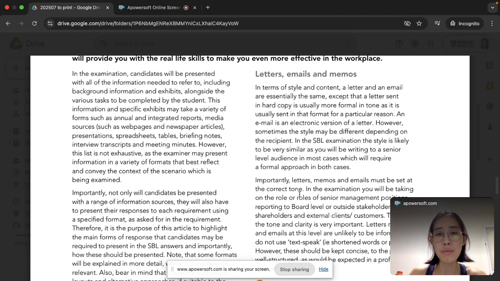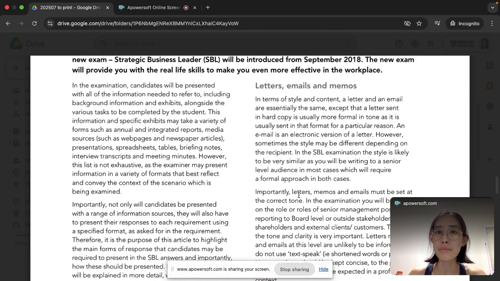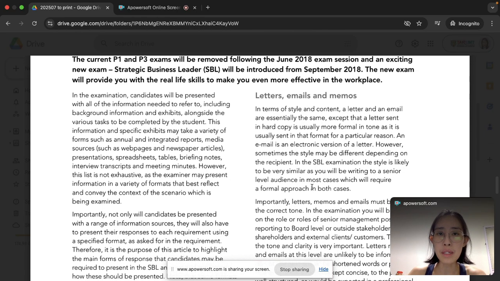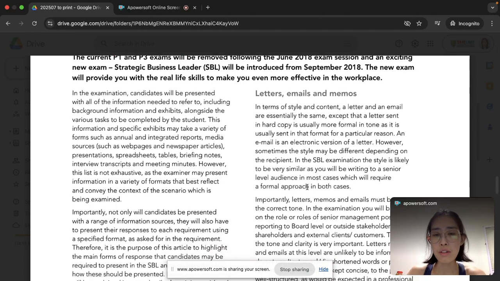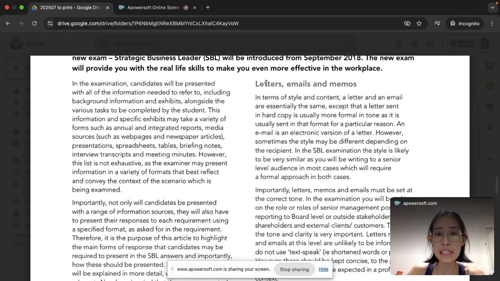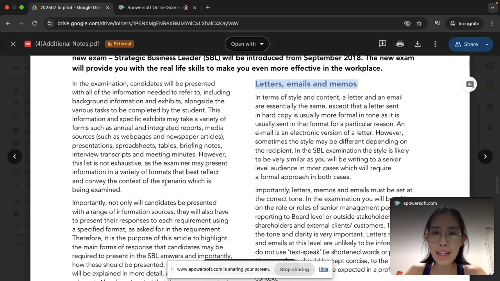For example, you are supposed to prepare your answer in a letter, in an email, or even in a report, or even to prepare presentation slides with the accompanying notes. So we'll go through some common ones that will appear in the SBL exam. So the first one, they group it under letters, email, and also memo.